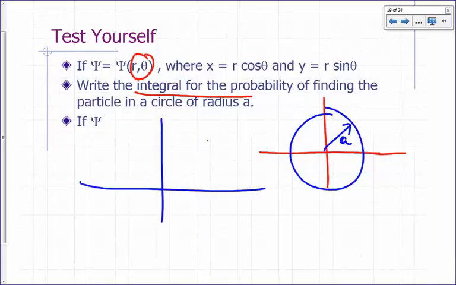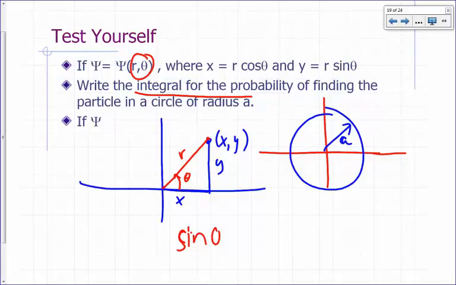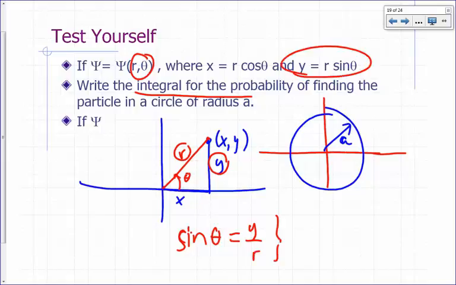And how do we replace x and y by r and theta? If you recall, if this is your point, x, y, this is going to be your x, this is going to be your y. You can define r as the distance between the point and the origin, and theta is the angle that you make with the x-axis. So you can see that sine theta is opposite over hypotenuse, so y over r. So you can say that y is r sine theta.